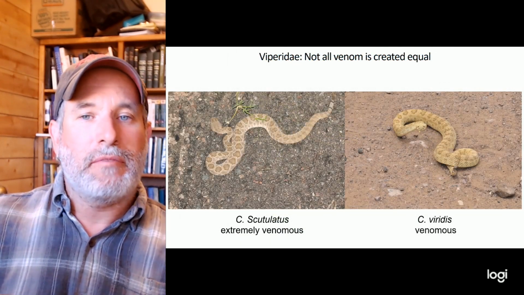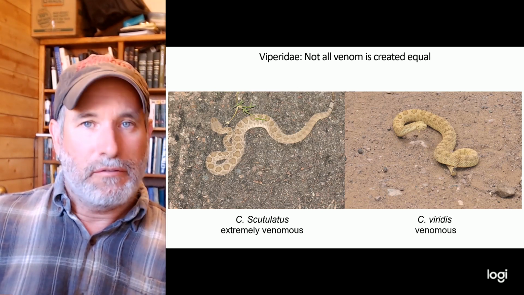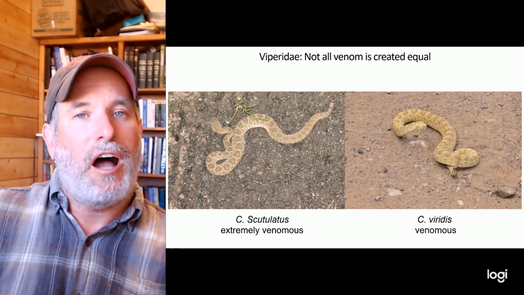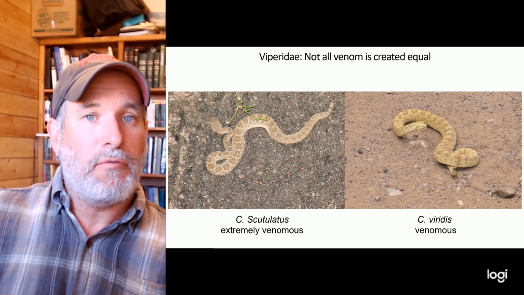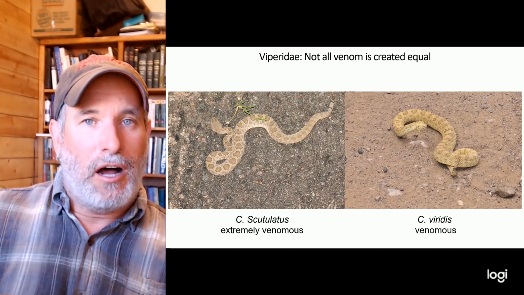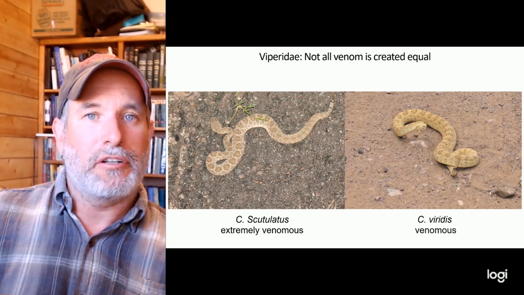But not all venom is created equal. I've got two types of rattlesnakes here. Crotalus viridis is the prairie rattlesnake. Crotalus scutellatus is a Mojave rattlesnake. They're both venomous. They will both hurt you. However, Crotalus scutellatus, the Mojave rattlesnake, has a much lower LD50 than Crotalus viridis.